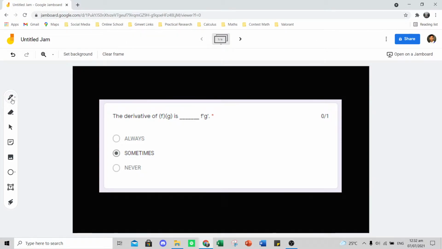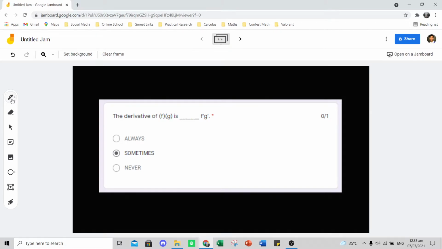Basically, this problem is asking: is the derivative of fg equal to f prime g prime, just blatantly? There are many interpretations for this problem, but we'll go for the interpretation that literally just uses what is indicated in the problem. So my interpretation is: when is the derivative of fg equal to f prime g prime? And my answer to that question is sometimes.